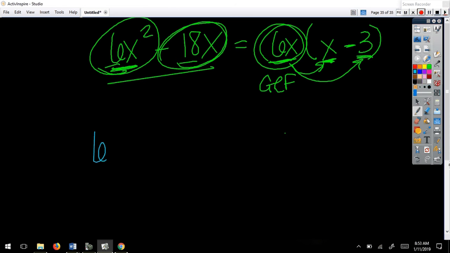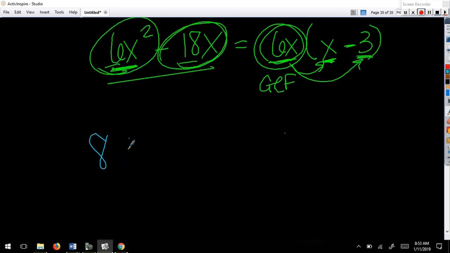6 must be the number of the day. My brain keeps going to 6. I'll do 8x to the third plus 12x squared minus 4.